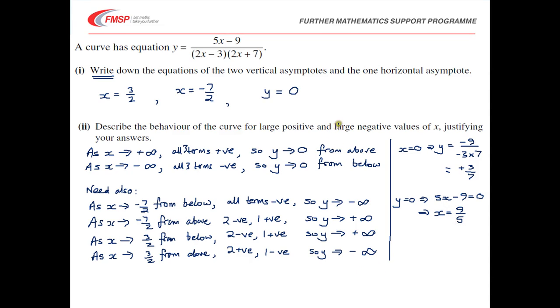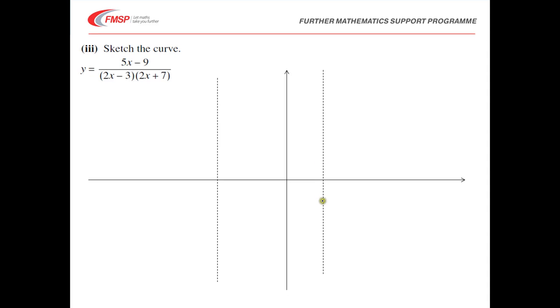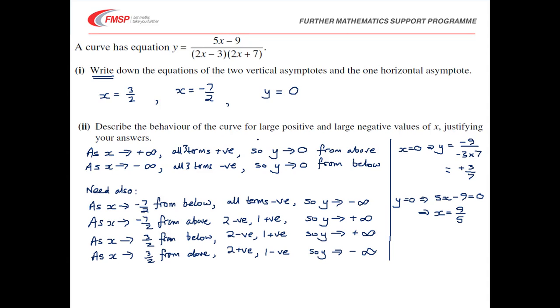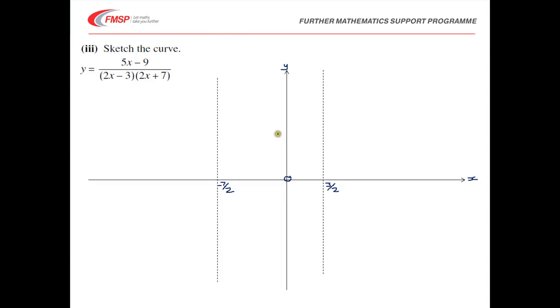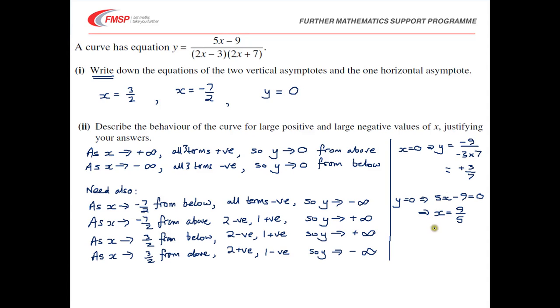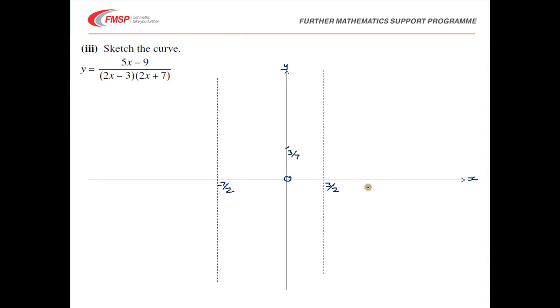So now we need to transfer this information to the graph. I've already drawn in the asymptotes, and those need to be labelled 3 over 2 and minus 7 over 2. I'll put 0 in and I'll label my axes as well. Now, we found that when x was 0, y was 3/7. So we'll put that in there and label it 3/7. And we found that y was 0 when x was 9/5. So that's up here somewhere, 9/5.